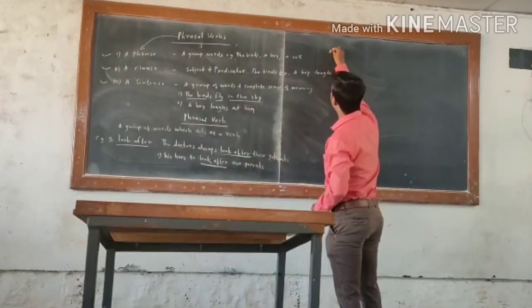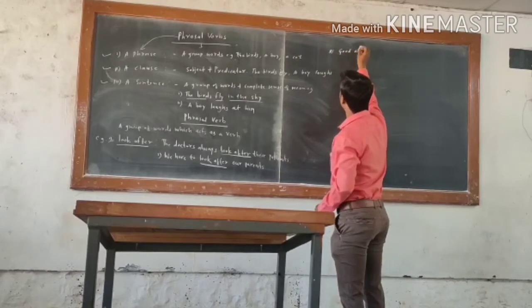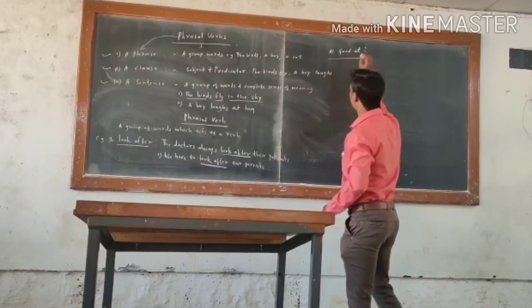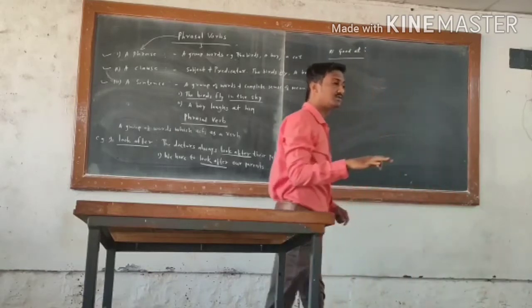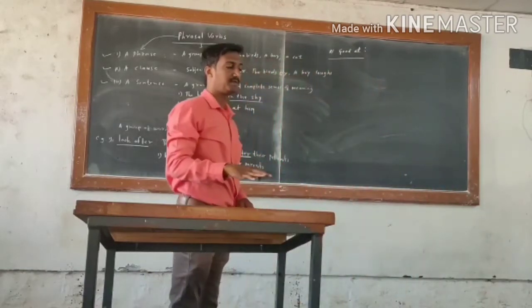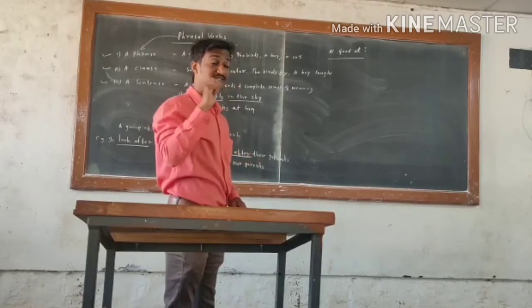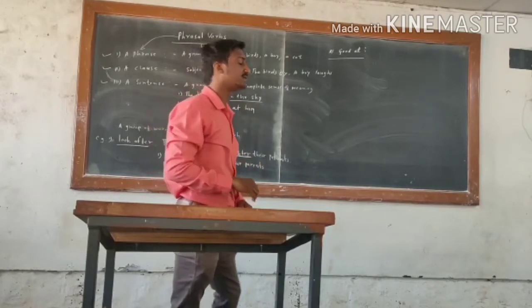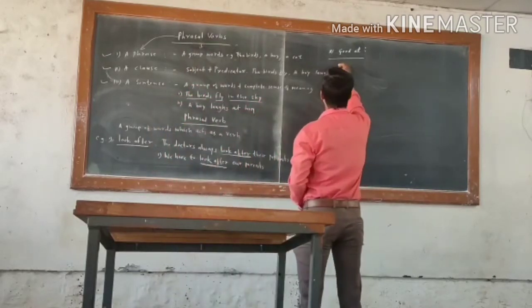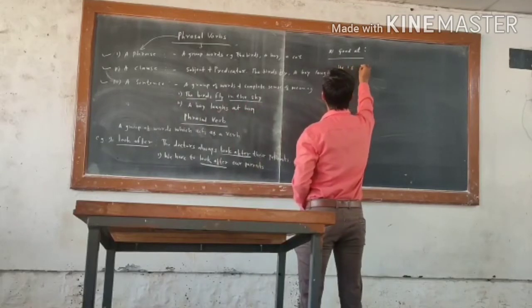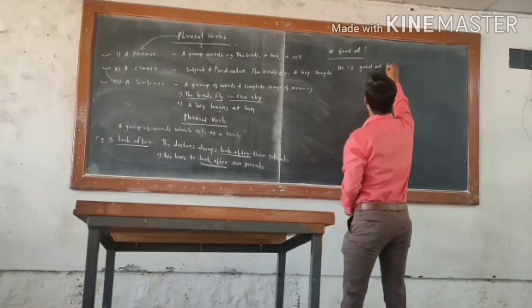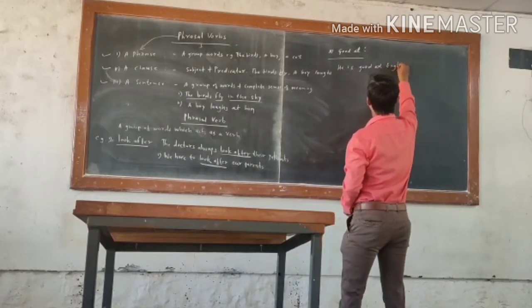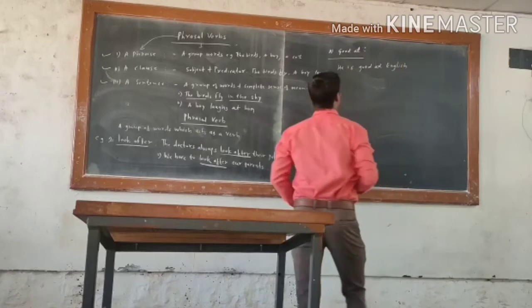You might have come across the sentence good at. Now, good at. What is the meaning of good at? A person who is skilled in something. For example, he is good at English. He is good at English.